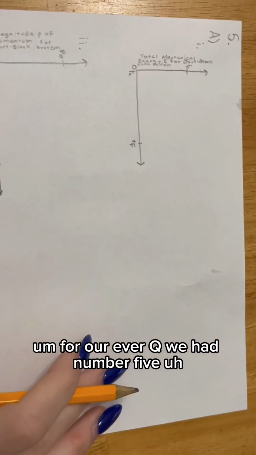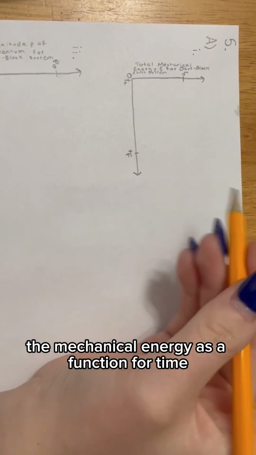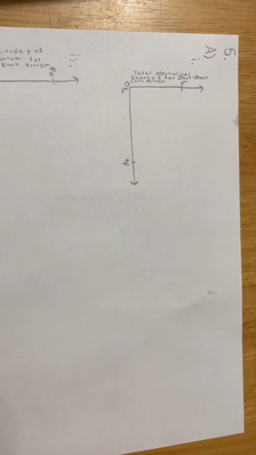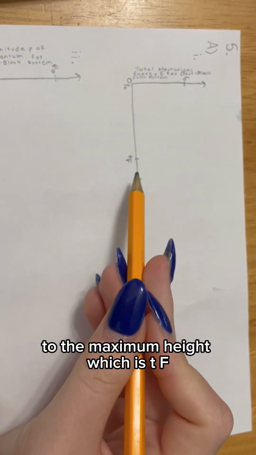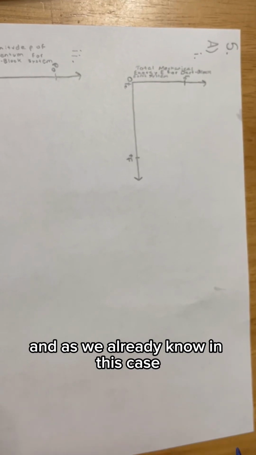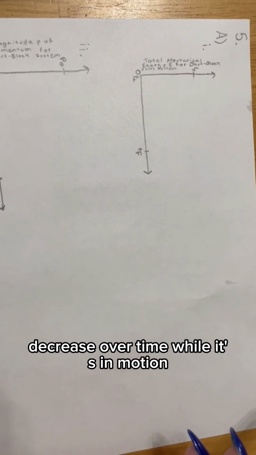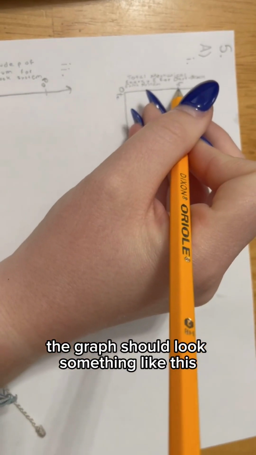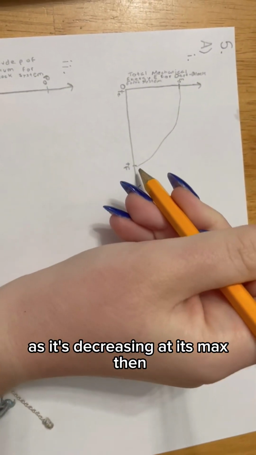For R over Q, we had number 5. For the first part of part A, we had to graph E, the mechanical energy, as a function of time, for T equal to Tc to T equal to Tf, which is basically as the block and dart are colliding to the maximum height, which is Tf. And as we already know, in this case, the mechanical energy would decrease over time while it's in motion. So in this case, the graph should look something like this, as it's decreasing at its maximum height.